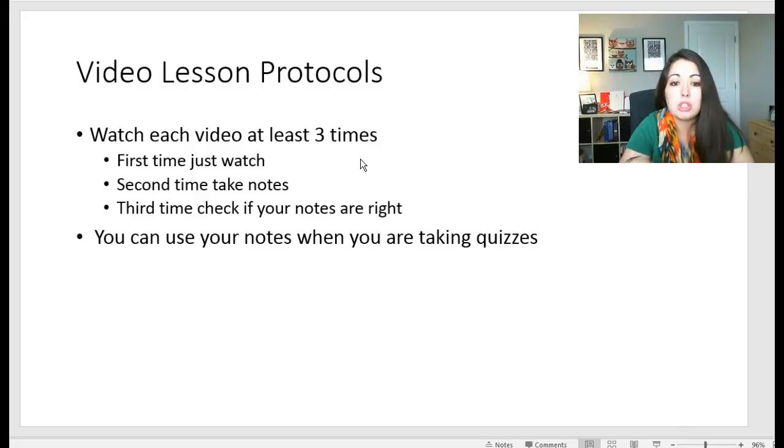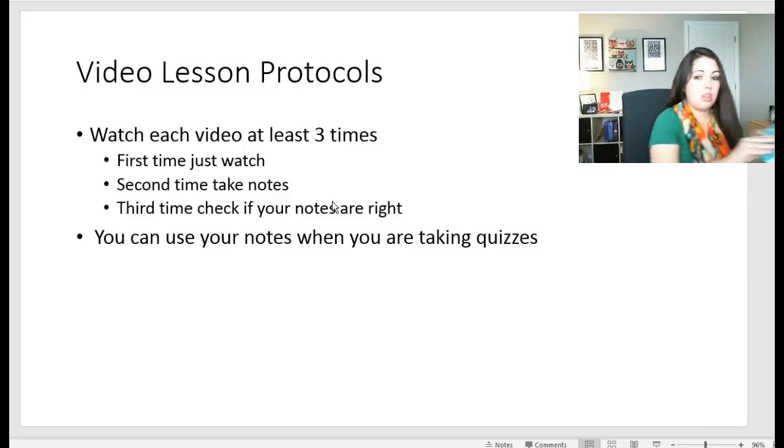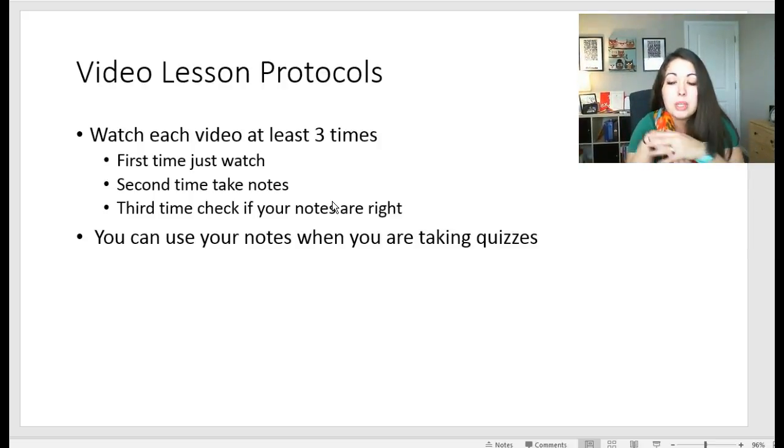Now the second time I want you to take notes. I highly suggest having a notebook for you to take notes in. This is my notebook that I use when I am in staff meetings or when I go to special teacher trainings, and I take notes in that notebook. And I can refer back to those notes when I'm lesson planning or when I am creating something for you guys that helps me remember what I've learned.